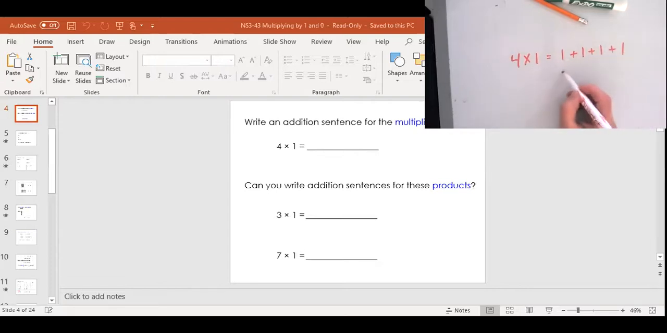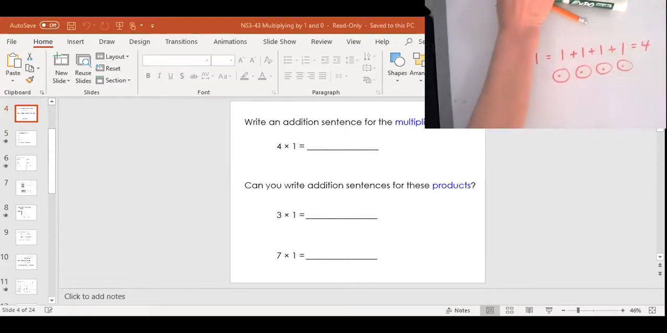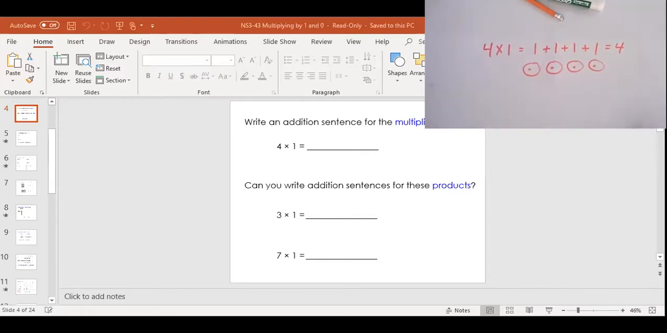I could have made a picture to show. Here's 4 groups, and there's 1 in each group. And what does that equal? I've got 1, 2, 3, 4. That means I've got 4, whatever might have been in those groups. It could have been a cherry in each group, a cookie in each group, a horse in each group. But 4 groups of 1 is going to be 4. The number doesn't change. These are some of the easy multiplication questions. So 1, 2, 3, 4. Okay.